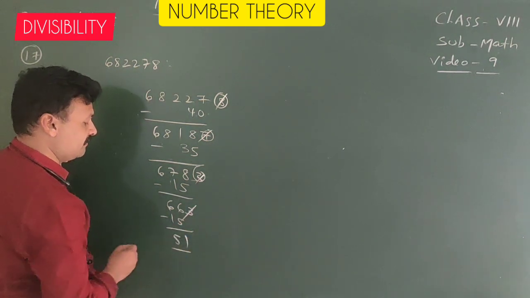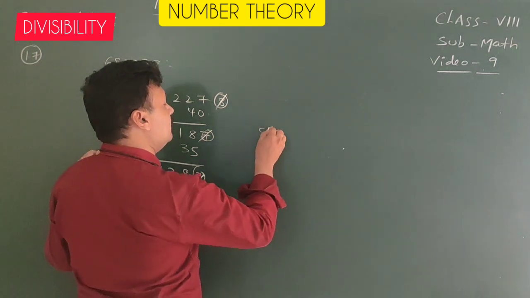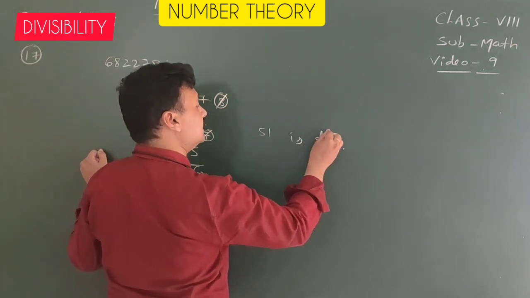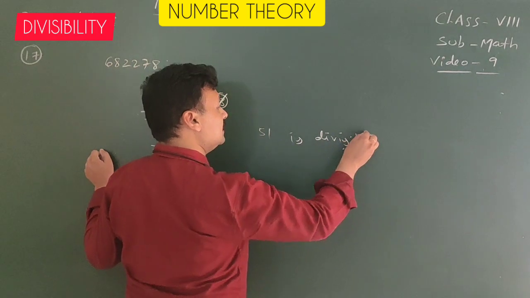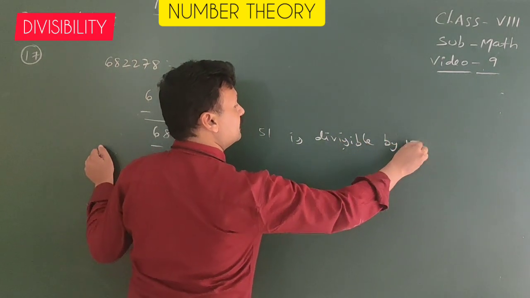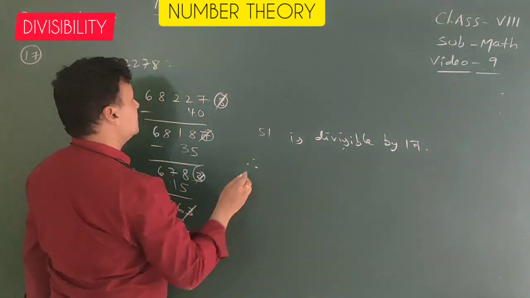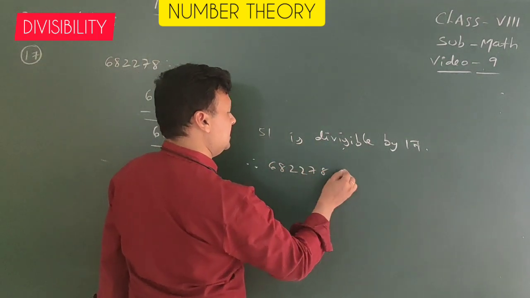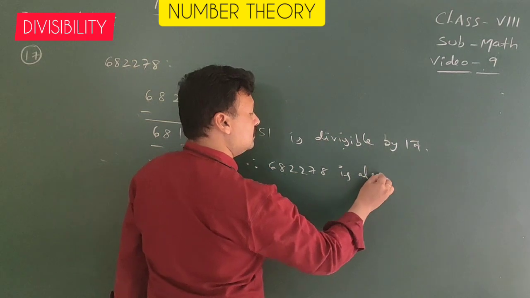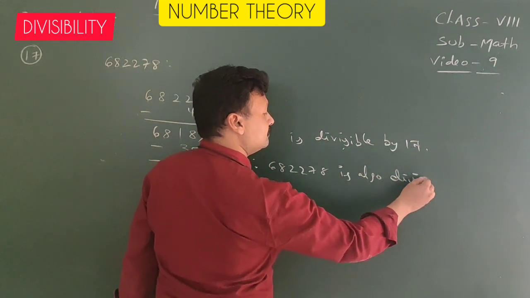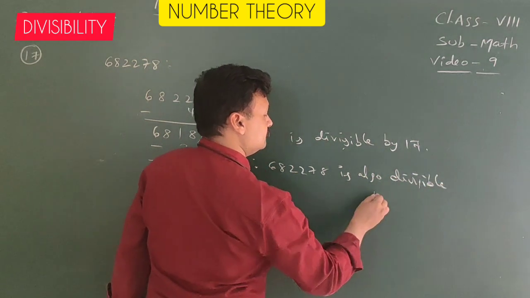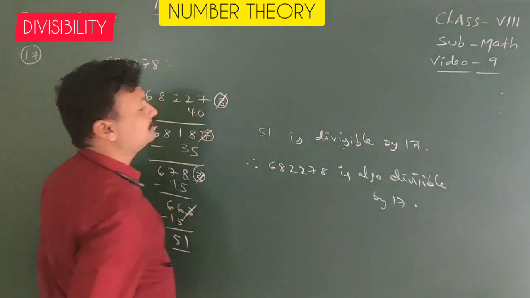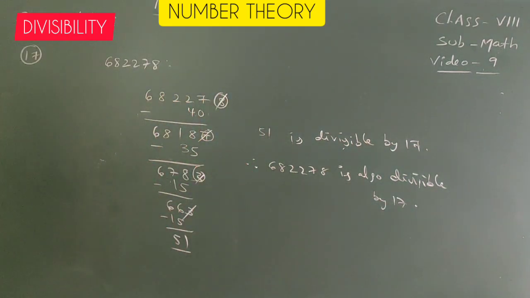Now the number 51. We know 51 is divisible by 17. Therefore, the given number 682278 is also divisible by 17. The number is divisible by 17.